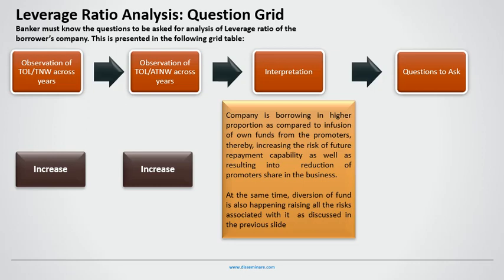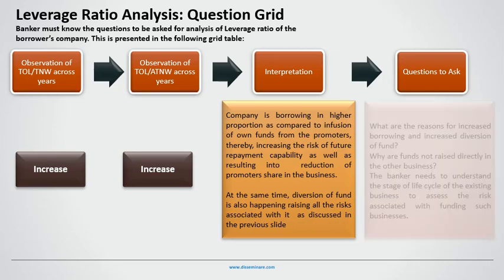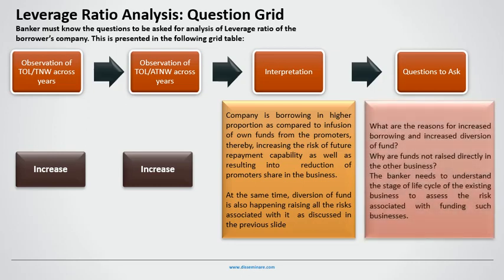The bankers must ask the following questions to the borrower. 1. What are the reasons for increased borrowing and increased diversion of the fund? 2. Why are funds not raised directly in the other business? The banker needs to understand the stage of the life cycle of the existing business to assess the risk associated with funding such businesses. We have now covered the leverage ratios in details and we will look at the other ratios and their interpretation for bank.